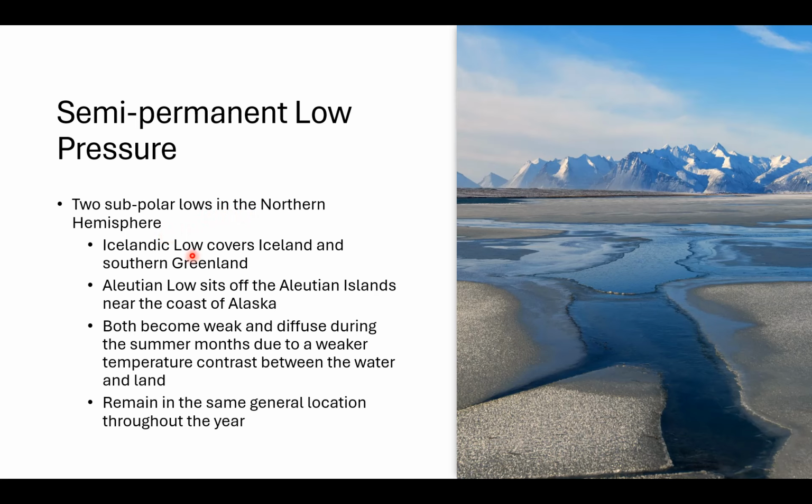We have the Icelandic low, which covers Iceland and southern Greenland. We have the Aleutian low, which sits off the Aleutian Islands near the coast of Alaska. Both of these become weak and diffuse during the summer months.